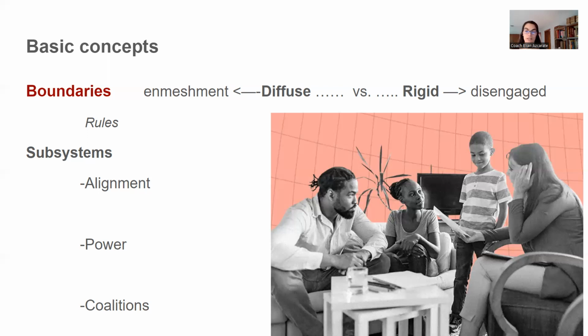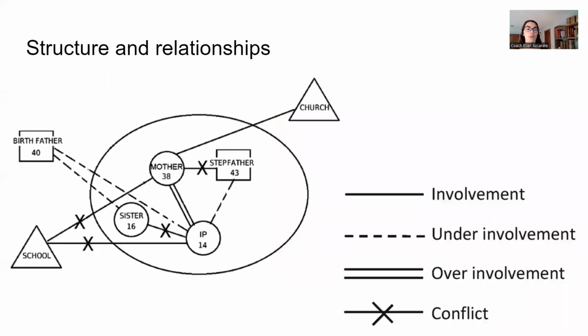And there are also coalitions. If they unite against another member for a specific reason, that is a coalition, and that's also an unhealthy relationship. So he would analyze the structure and the relationships in the family using this type of diagram. It is a map of the family, and the lines have a very important meaning. For example, here we see that a straight line means involvement, a broken line would be under-involvement, a double line over-involvement, and a line with an X is a conflict.